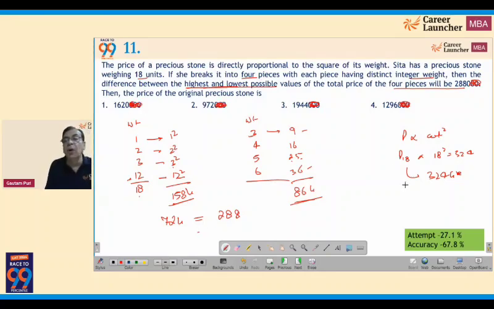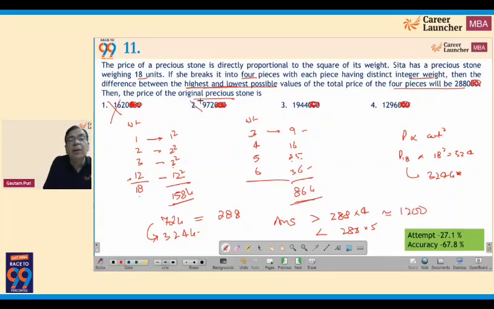Okay. What do we need? We need to find the price of the original piece. Original piece is 324k. So can I say this is slightly more than 4 times? So my answer should be slightly more than 288 into 4. And you could also say it should be less than 288 into 5. Approximate. Can I say it should be approximately around 1200?